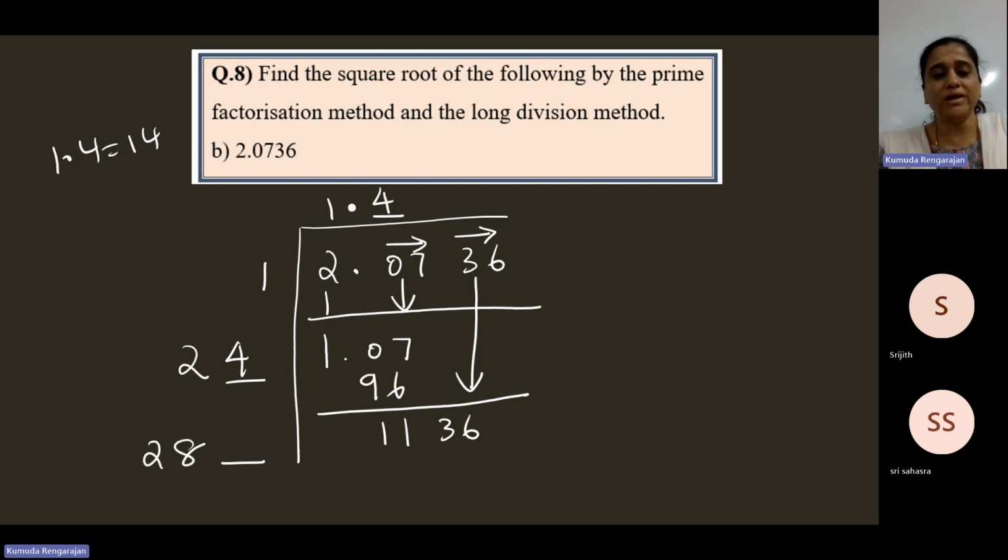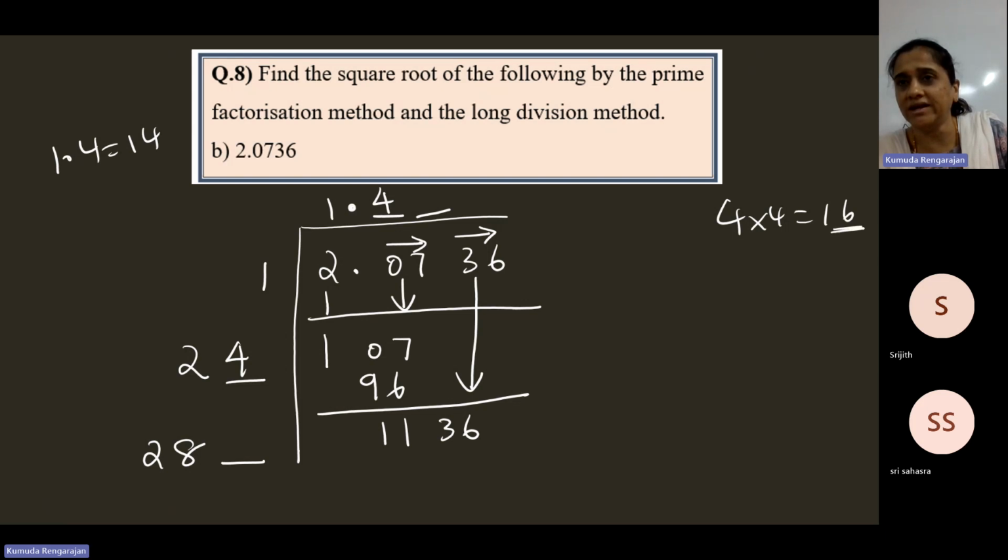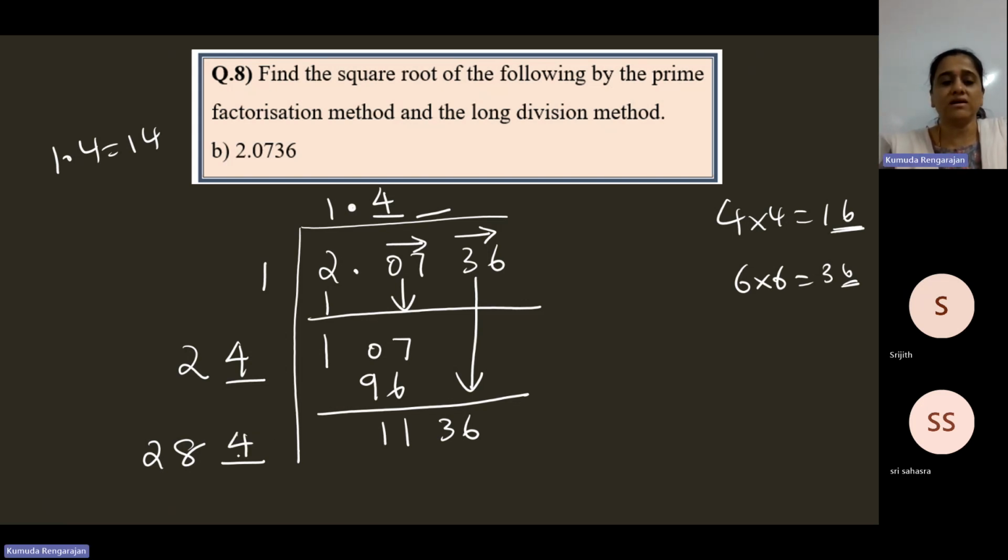28. Whatever you place here, you must place the same digit here. And this is the last step, and it ends with 6. 6 6s are 36. 4 4s are 16. You will get a 6 in the end. So you'll have to try 4 and 6. Which one works? 6 is great. When you use 6, it will be greater than this number.